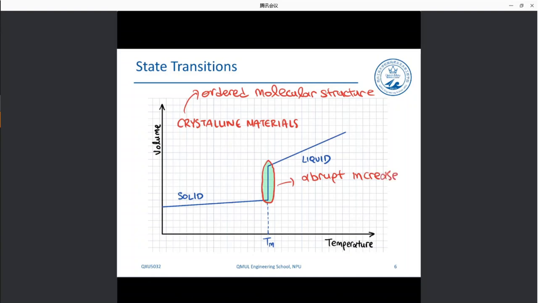So here for the melting point, we have an abrupt increase in volume, but not only in volume. We said that we have a significant increase in enthalpy or entropy as well, okay? And that is why we consider the melting point as a first order transition.